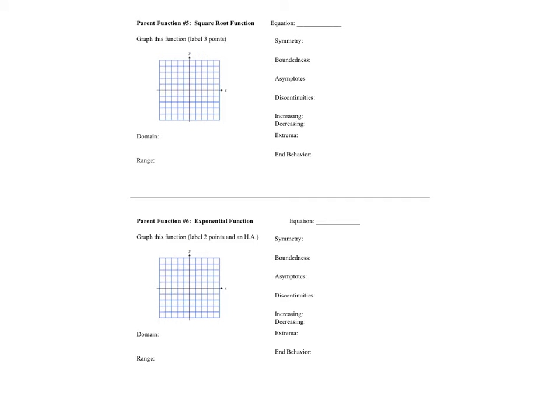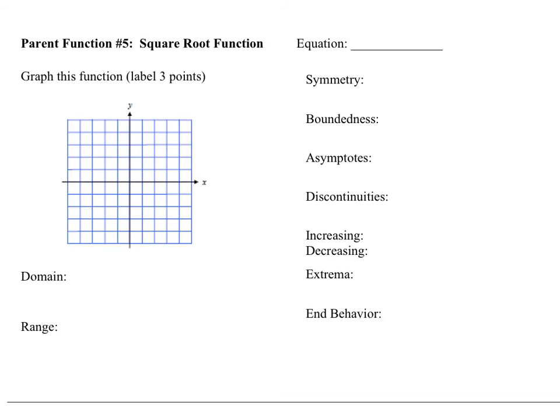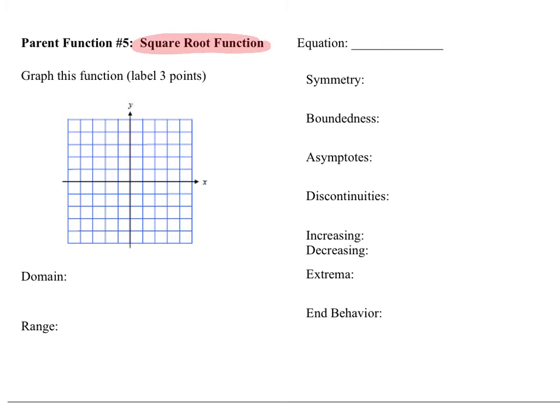Our fifth parent function, our fifth basic function, is the square root function. We've seen this guy a lot today because he was our example for all our symmetries. So the square root function, parent function equation here is y equals square root of x. Let's label 3 points. Now this one I'm actually going to set up a table of x and y values to make it easier on myself.